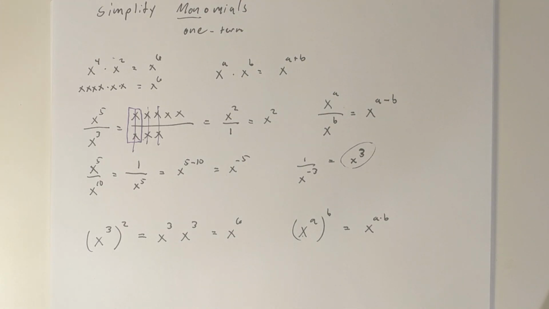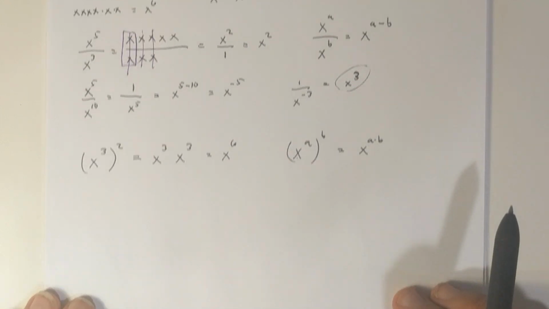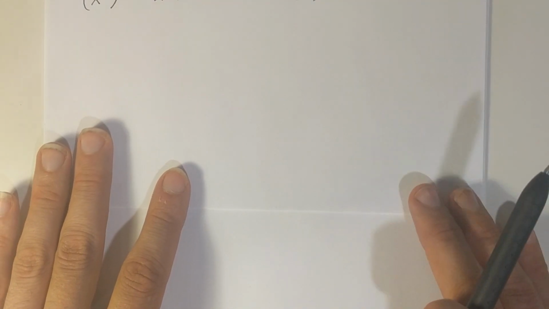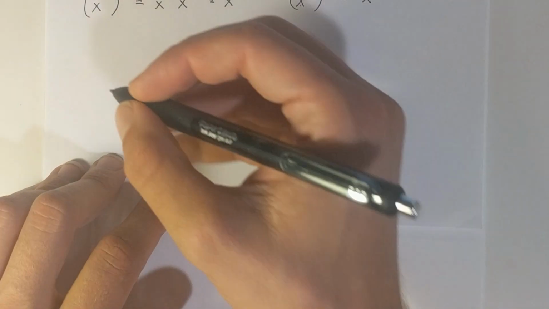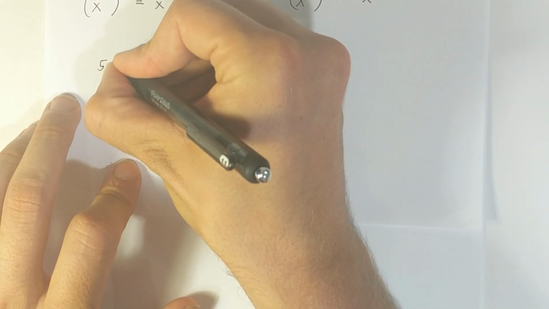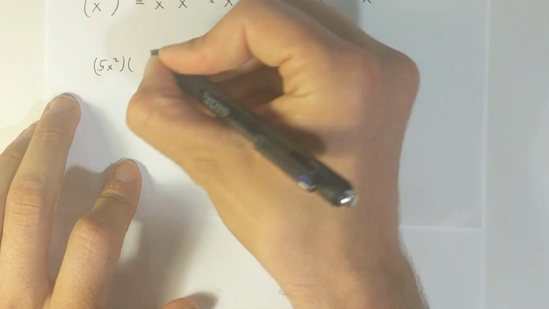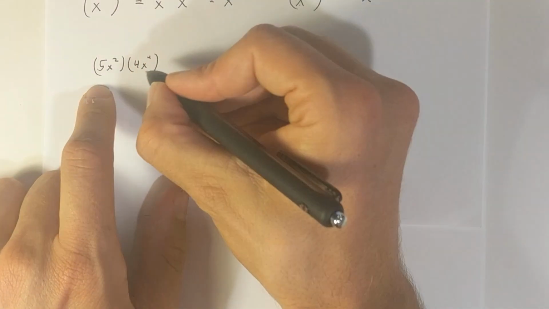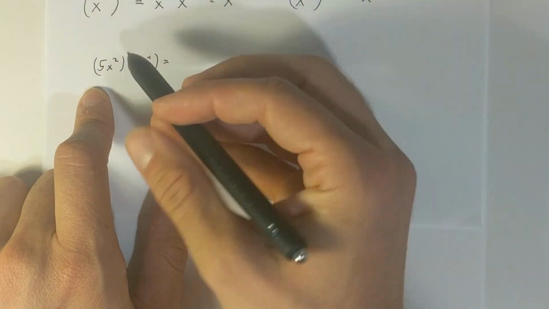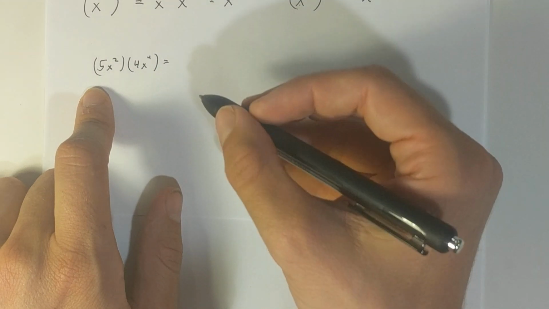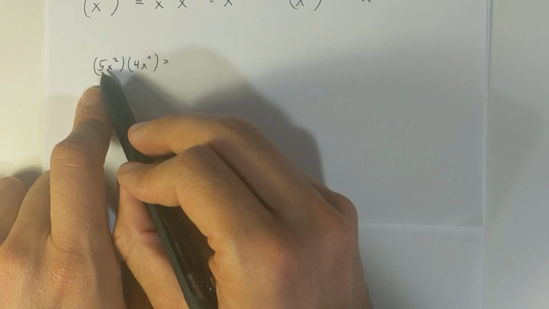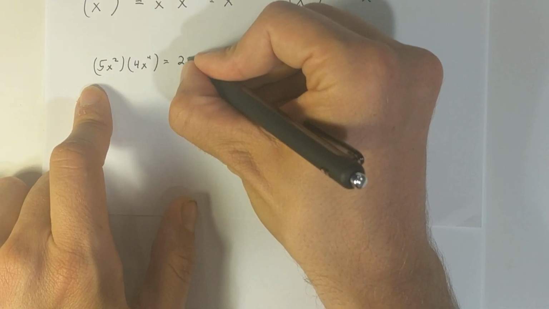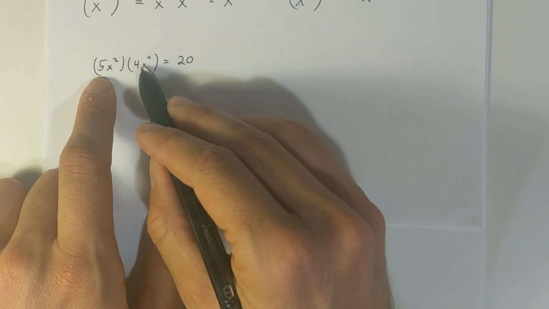So let me come up with some easier ones, and then we'll go from there. Let's do something such as 5x squared, and I'm going to multiply that by 4x to the 4th. Well, since this is all one big multiplication, I can rearrange this in any way. So I can assume this 5 is multiplied by this 4, and 5 times 4 is 20.